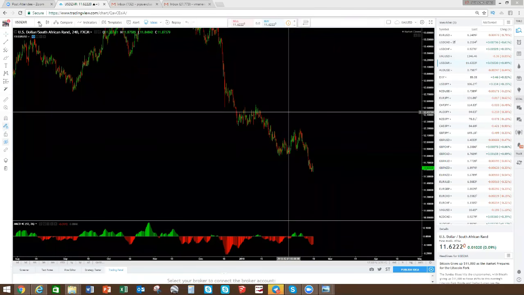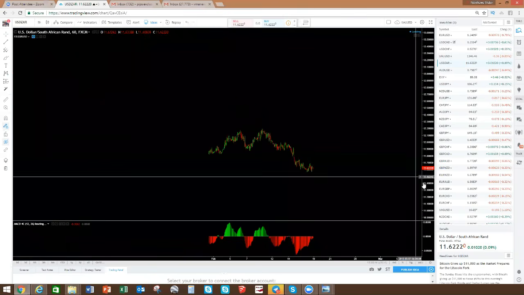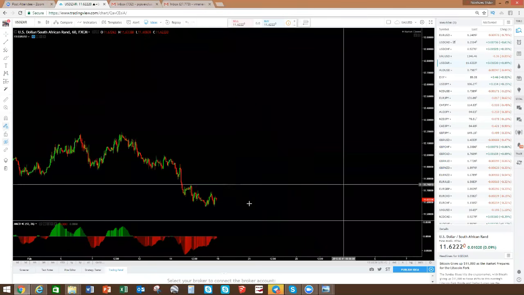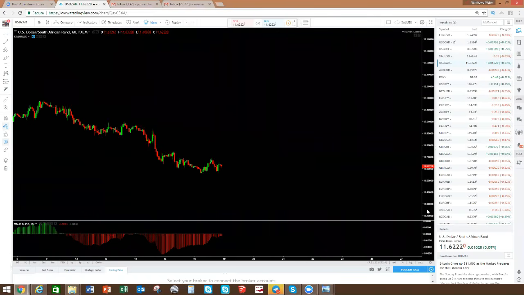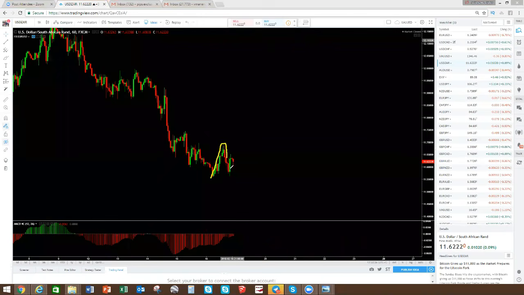So US dollar ZAR, if I go to the 1 hour, there's a short-term trade to the downside. It's busy correcting here now, as you can see on the 1 hour, so you're getting this one. This could give you the last move to the downside before you start getting upside.